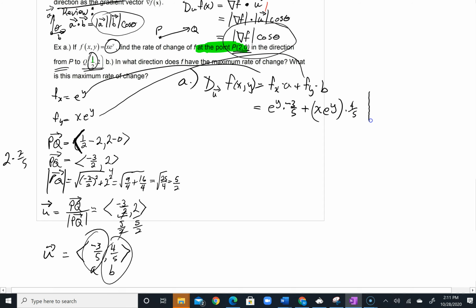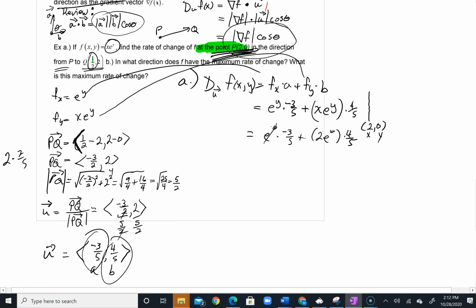But what is happening? I'm going to draw this vertical bar here. This is at the point (2, 0). In other words, wherever we have an x, plug in a 2. Wherever we have a y, plug in a 0. And what will we get? I think you can see pretty quickly, we are going to get an e to that 0 times -3/5. And then plus, we'll have a 2 times e to that 0 times 4/5, and then we just have to do a little bit of cleaning up.